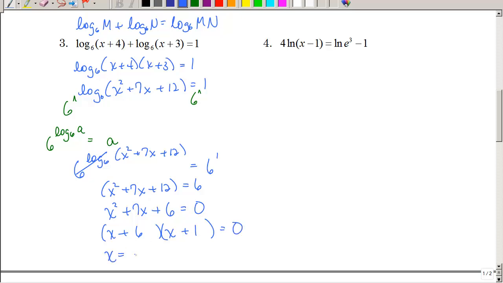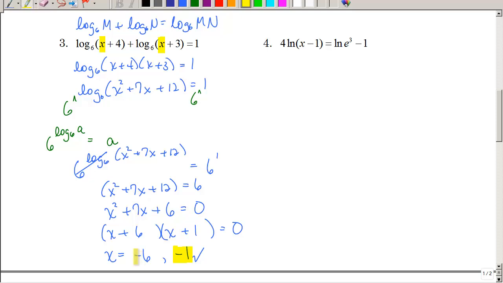And solving for x, I get negative 6 and negative 1. Now, don't cross them both out. Remember, we have to take the log of something positive. So if I check negative 1 back here and here, if I plug negative 1 in for x, negative 1 plus 4 is still positive 3. So that's okay. On this one, if I stick negative 1 here, plus 3, I get positive 2. So that's okay. So this answer is acceptable.